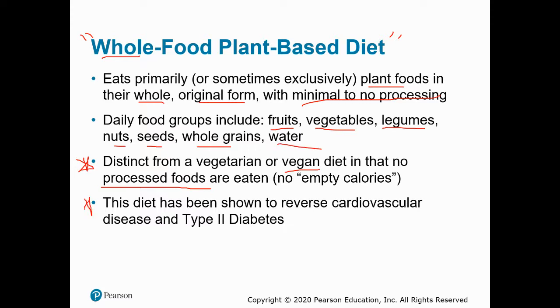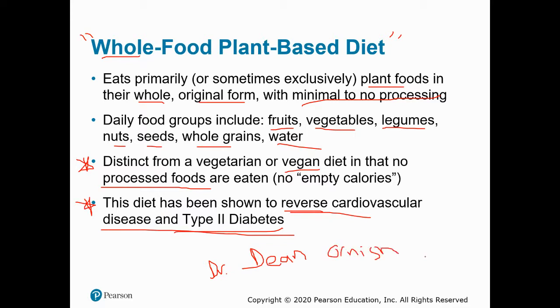There's been really cool research showing that a whole food plant-based diet can reverse cardiovascular disease and type 2 diabetes. Not just manage well, but quite literally reverse these diseases. It's really, really fascinating. You might look up Dean Ornish if you're interested. Dr. Dean Ornish is one of a few doctors who did a lot of research here, but fascinating what he's done with a lot of his patients and whole food plant-based way of eating.